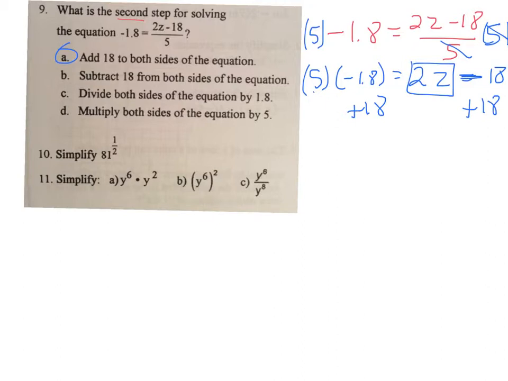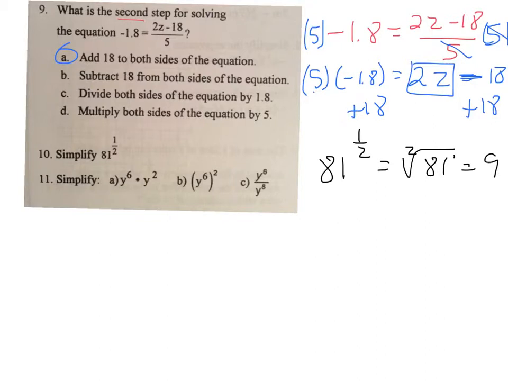Alright, on number 10 it says simplify 81 to the 1/2 power. I hope you recall that 1/2 power means square root. So the square root of 81, that's an index of 2 and a power of 1. The square root of 81 is 9.